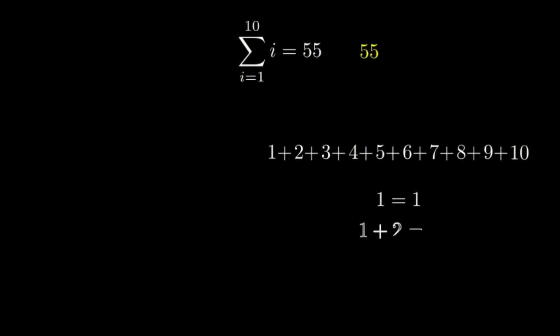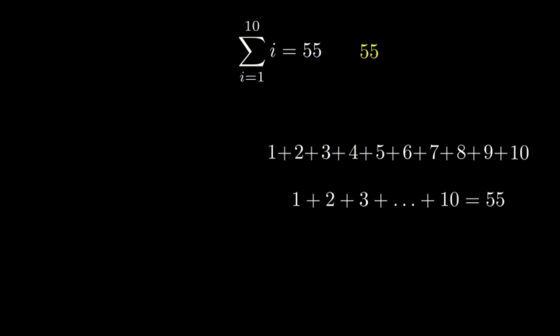1 equals 1. 1 plus 2 equals 3. 1 plus 2 plus 3 equals 6. 1 plus 2 plus 3 plus 4 equals 10. As we continue adding each new number, the sum grows according to a pattern. If we kept going, we'd see that each new number contributes exactly its value to the running total. Continuing this process all the way to 10, we add 1 plus 2 plus 3 and so on until 10, giving us a total of 55.